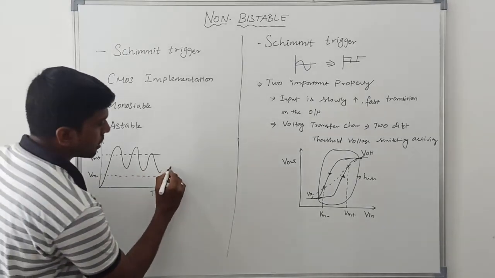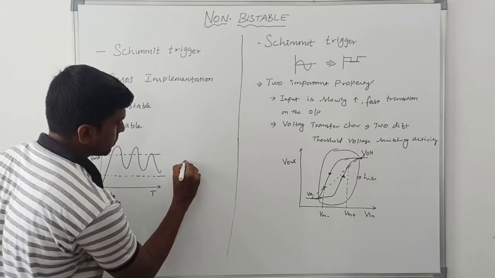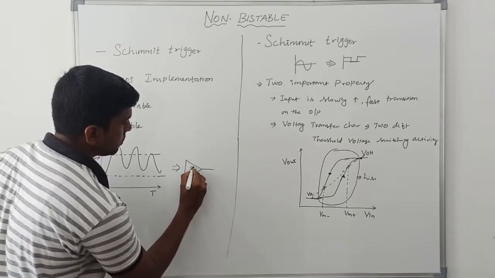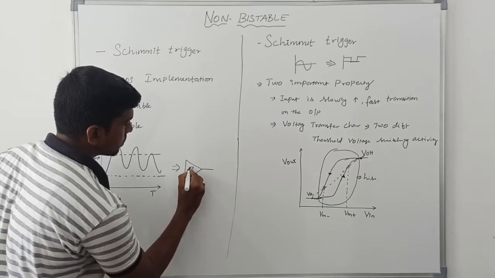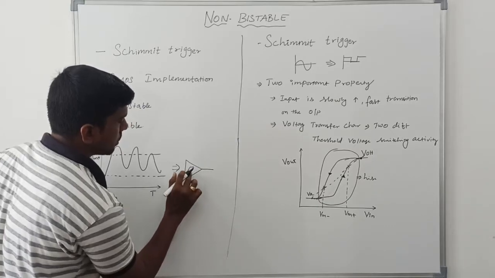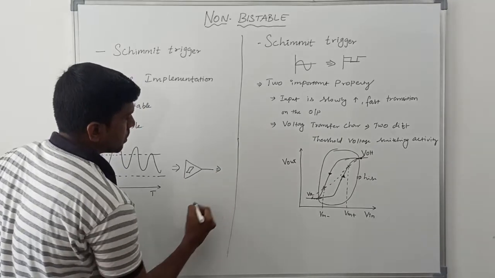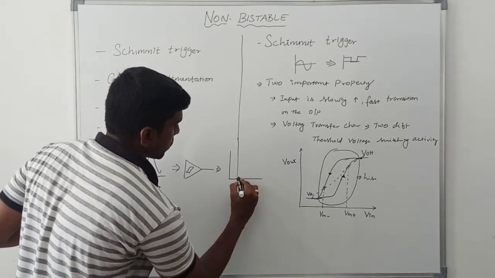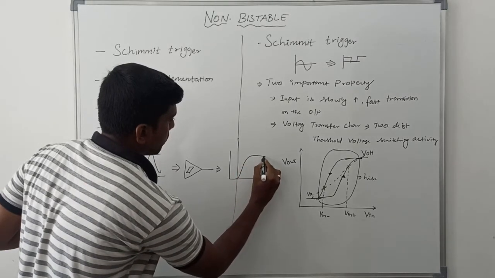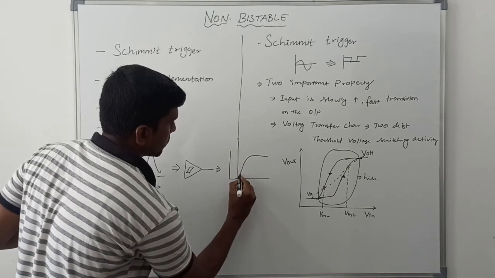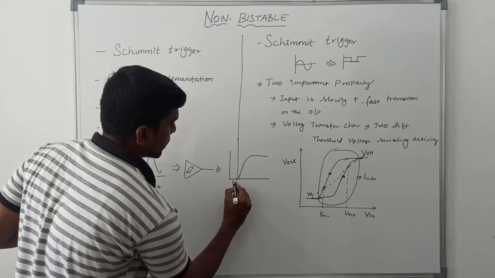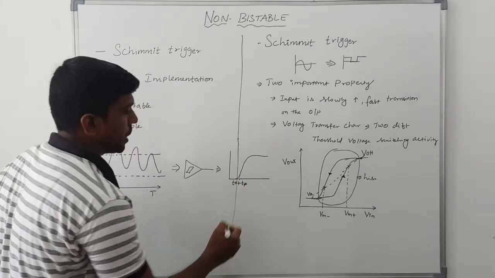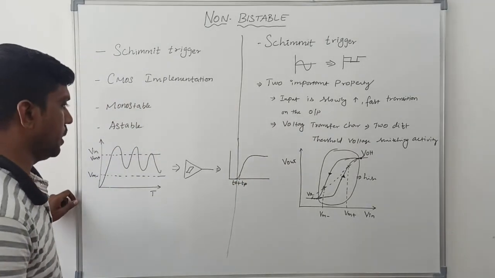This noisy signal is applied to the Schmitt trigger. This is the symbol of the Schmitt trigger. The output of the Schmitt trigger is a square wave. It is T naught plus Tp, where Tp represents propagation delay.